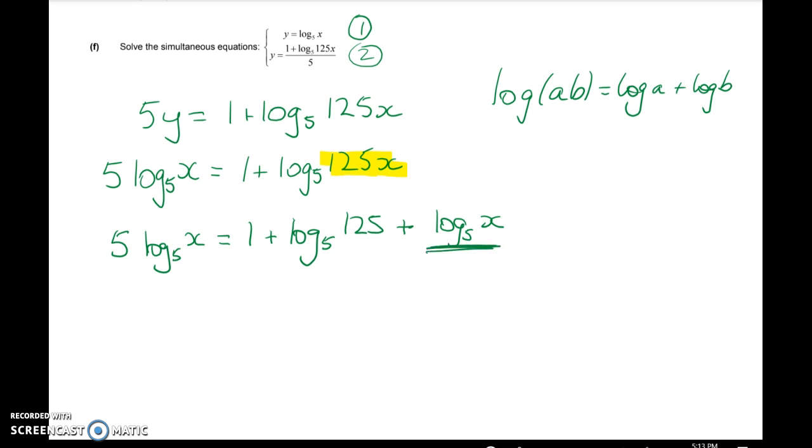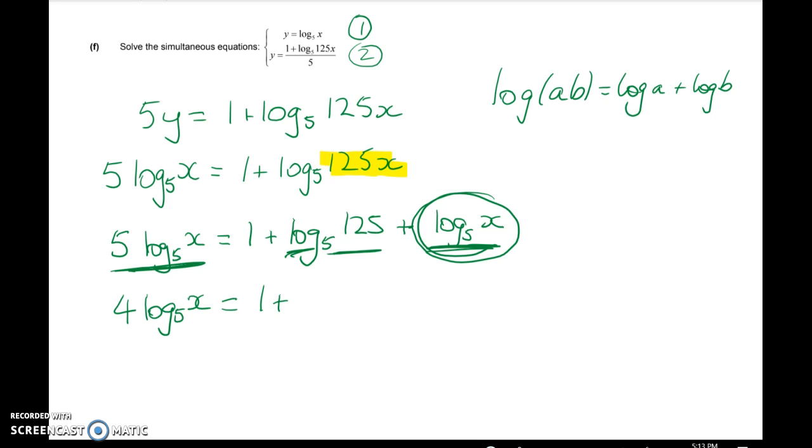I'm going to do two things on the next line. I'm going to collect up my like terms and I'm going to deal with this. So on the left hand side now I have 4 log to base 5 of x because I've subtracted this from each side, and that equals 1 plus this. Well, what does the log mean? Well, all this is 5 to the power of what is equal to 125. So 5 squared is 25, 5 cubed is 125. So we just get 1 plus 3.